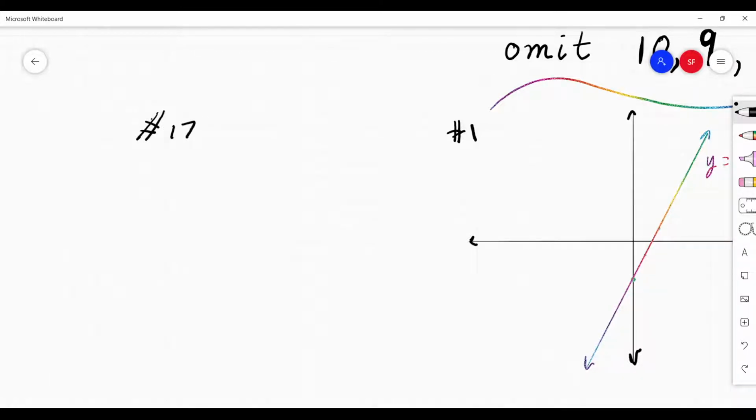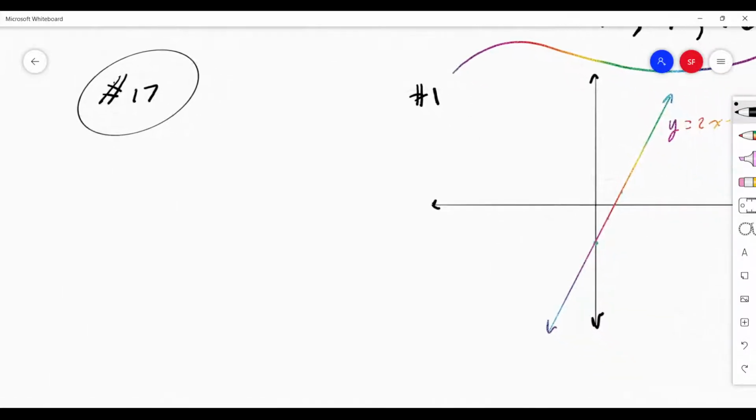Number 17. Oh my gosh, this pen is so much better. I need to buy one for myself. So much better than that crappy one.